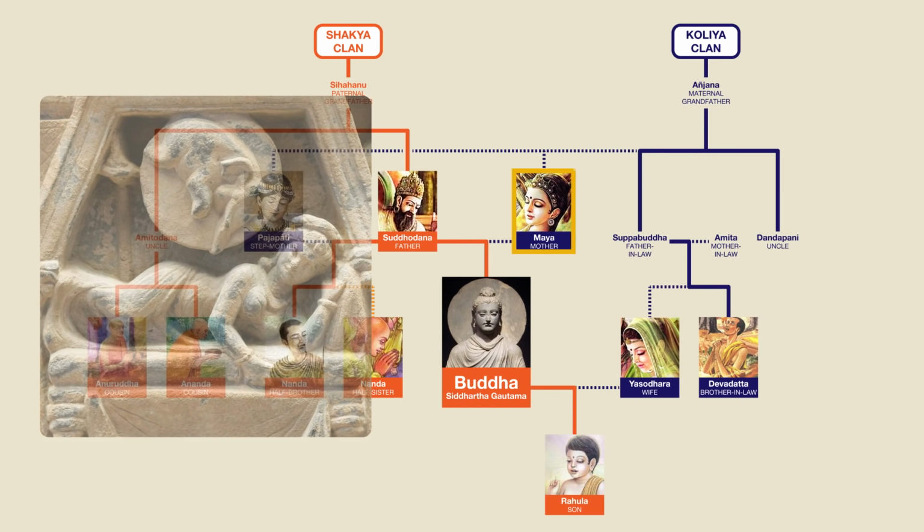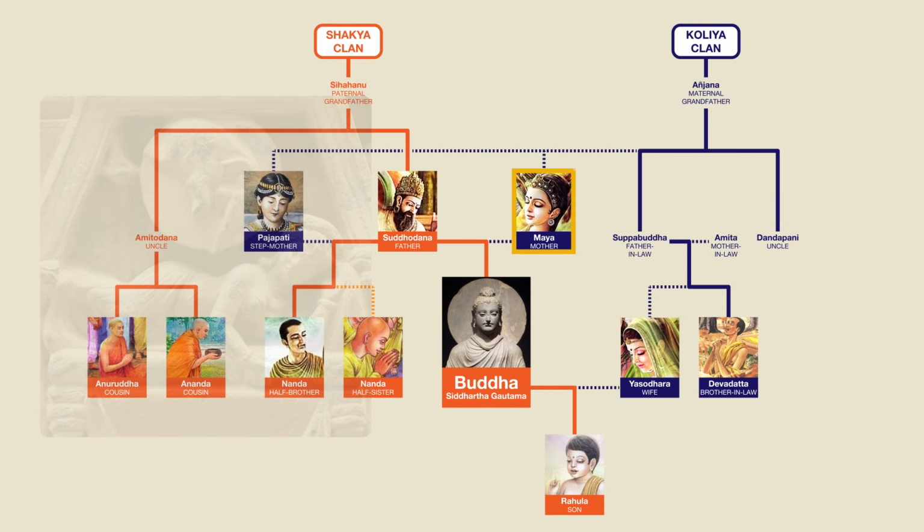According to the story, she then gave birth to Prince Siddhartha, exactly 10 lunar months later, but then she died shortly thereafter. Siddhartha was therefore raised by his stepmother and aunt, Pajapati. Pajapati and Suddhodana had a son and a daughter, who were thus the half-siblings of the Buddha.